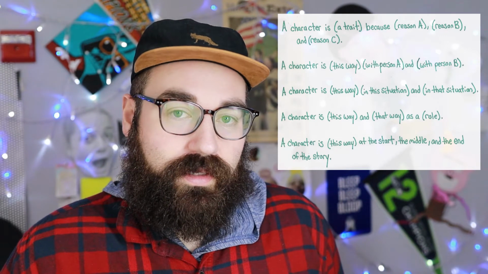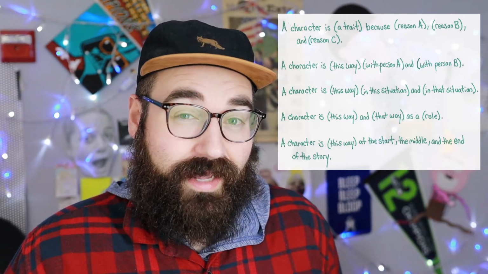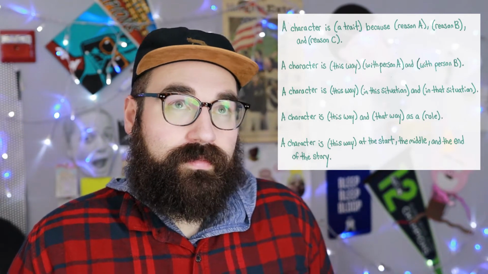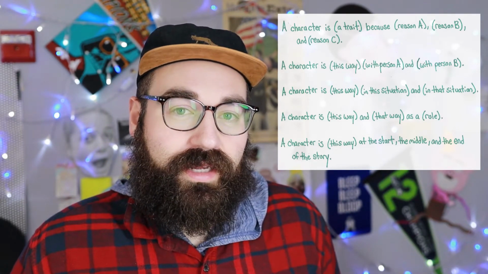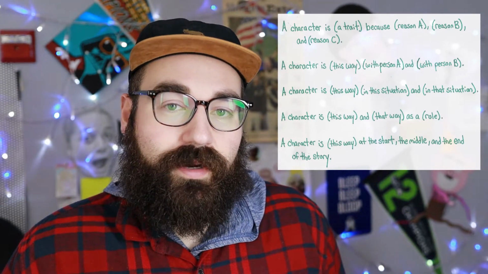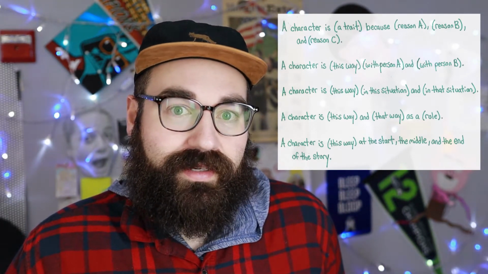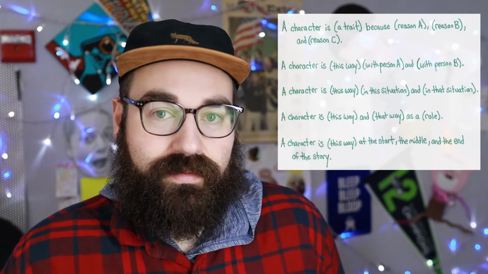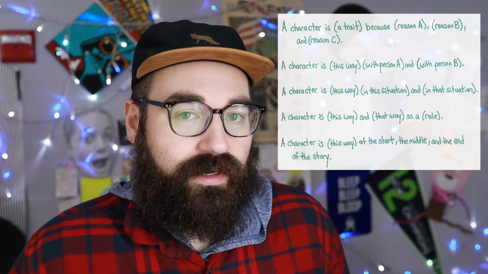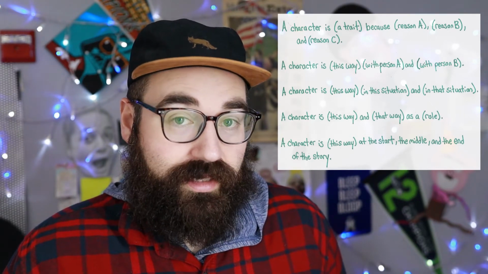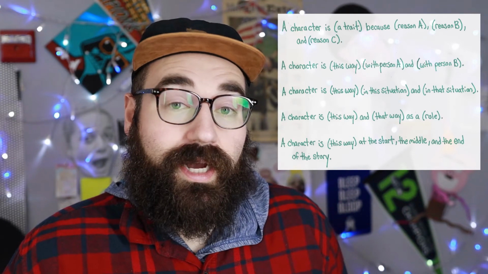Another one that I think is a little bit easy, however, it's possible that you could do this. A character is this way at the start, the middle, and the end of the story. It's not my favorite, but if you're really struggling to make it work, at least then we know what evidence can go where. Obviously, evidence from the start of the story would go in one spot, then the middle, and then the end. We would just need to figure out what way they are. So for Squeaky, probably it's protective or tough.